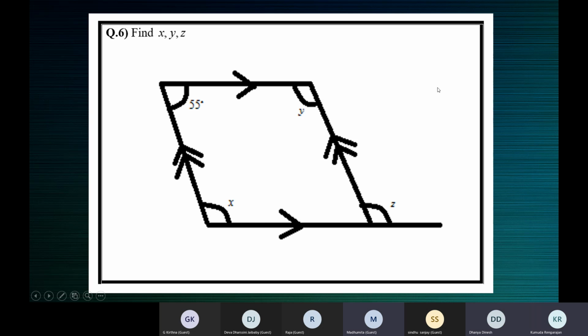Ma'am, the opposite sides are marked parallel. We can see the arrowheads. Single arrowhead here and double arrowheads, indicating that they are parallel. So we can see that both the pairs of opposite sides are parallel. So this is a parallelogram.